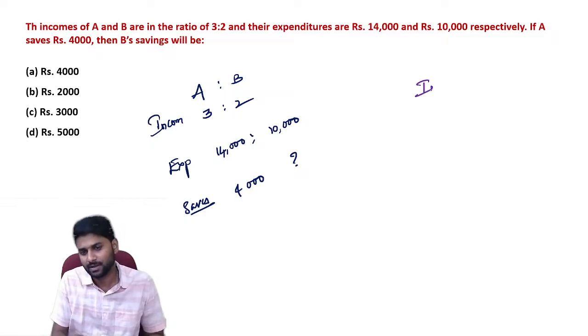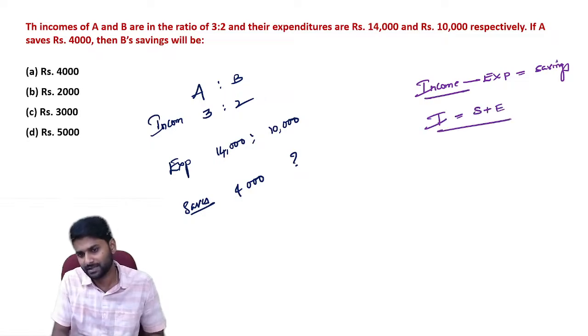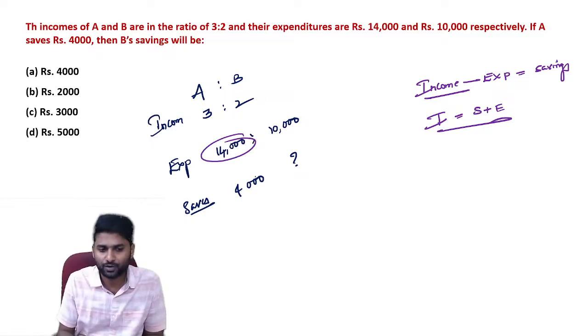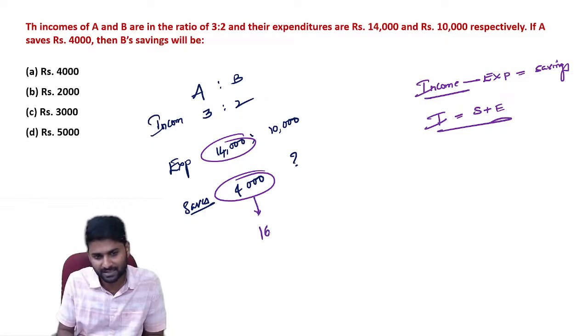And we know that income minus expenditure is always equal to the savings, right? So what about the income? Income is expenditure plus savings. Now see here, expenditure is 14,000, savings is 4,000. So here income is exactly equal to 18,000 rupees.